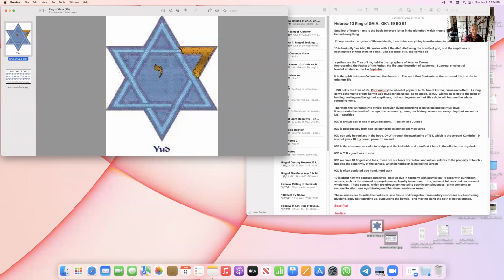So here is Yod, and you notice it's like a little comma. It's the smallest of all the letters, and yet the most important because it is the basis of every letter of the alphabet. It is in every one of the 22 letters, which means that it is behind everything in existence. But before we continue on with Yod, let's look at this.